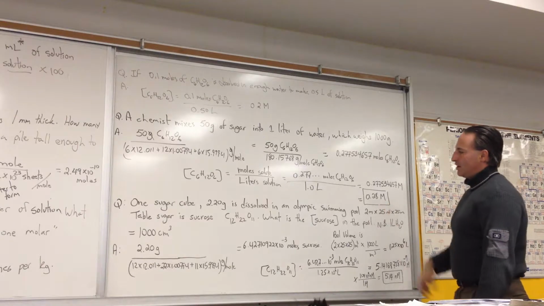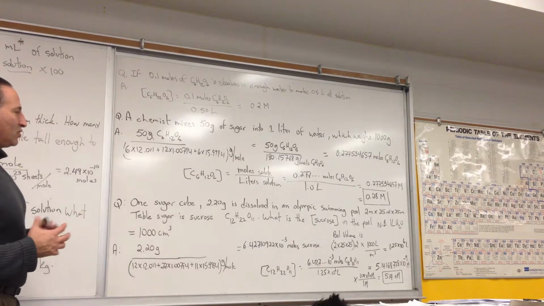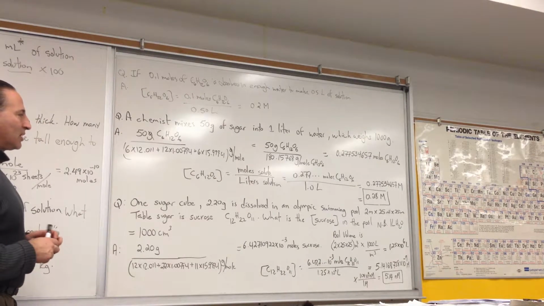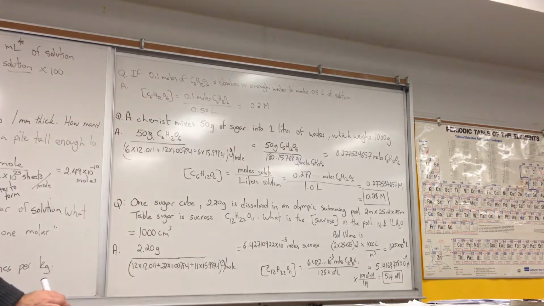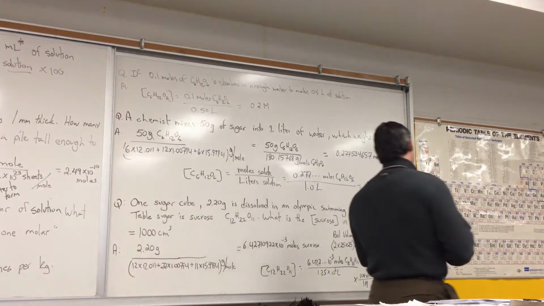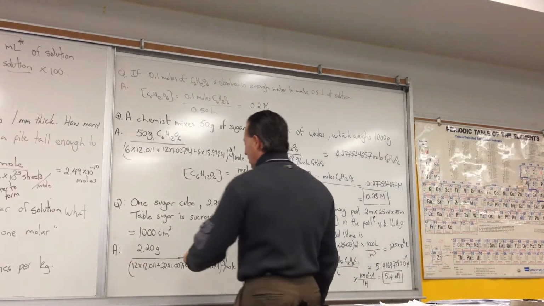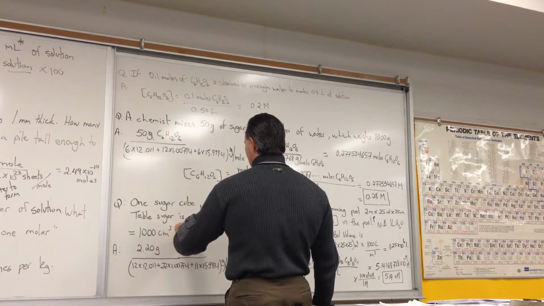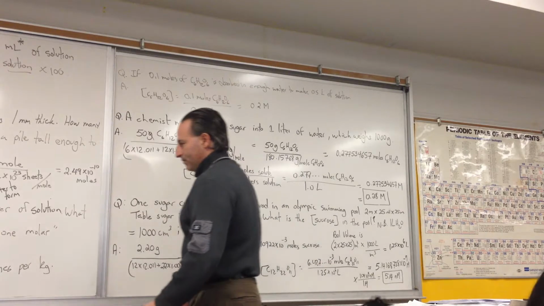That is the concentration. Now we'll increase it a little more in difficulty. 1 sugar cube, which we'll assume weighs 2.2 grams, is dissolved in an Olympic swimming pool with dimensions of 2 meters by 25 meters by 25 meters, full of water. Now, table sugar is sucrose, which is C12H22O11. What is the sucrose concentration in the pool? Note well that 1 liter of H2O, we'll assume in this case, is 1,000 centimeters cubed. And you can also say 1 meter cubed is equal to 1,000 liters for the sake of this problem.